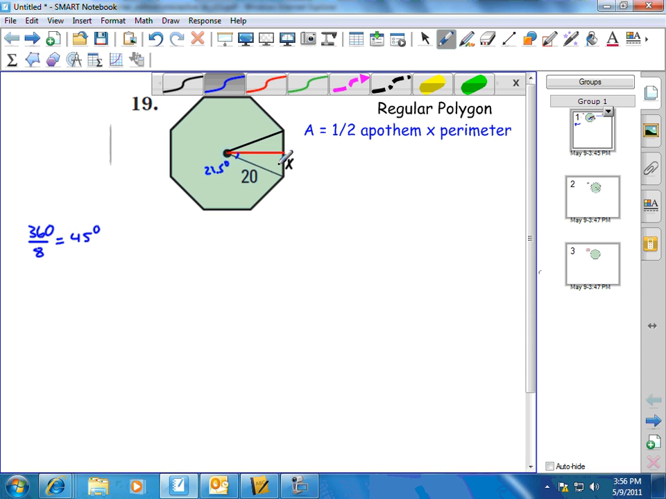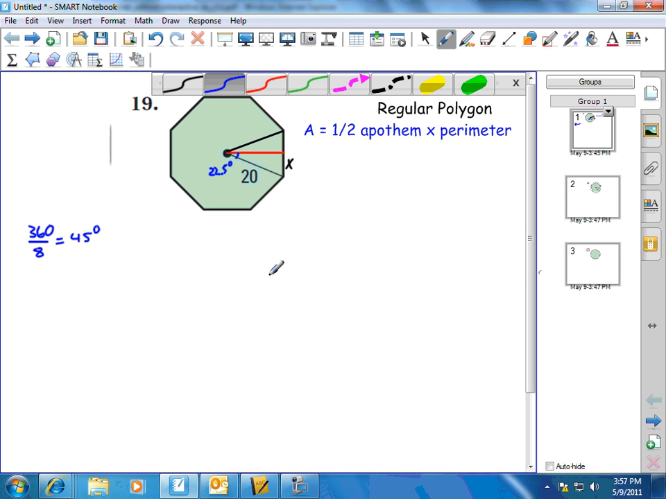And we've got a 90-degree angle here. So we've got a 90-degree angle and this 22.5-degree angle, and we probably don't need this angle here, but that would be 67.5.